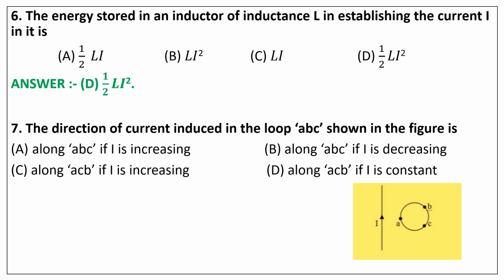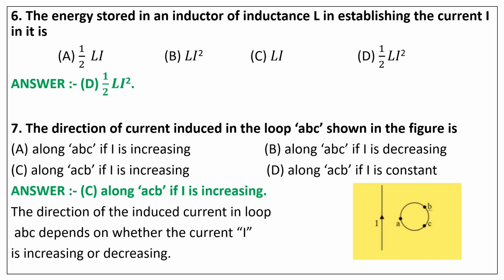7. The direction of current induced in the loop ABC shown in the figure is A. Along ABC if I is increasing, B. Along ABC if I is decreasing. C. Along ACB if I is increasing, D. Along ACB if I is constant. Answer, C. Along ACB if I is increasing. The direction of the induced current in loop ABC depends on whether the current I is increasing or decreasing.